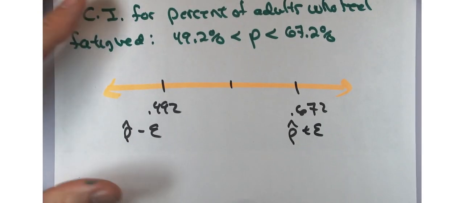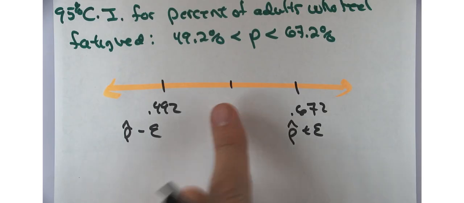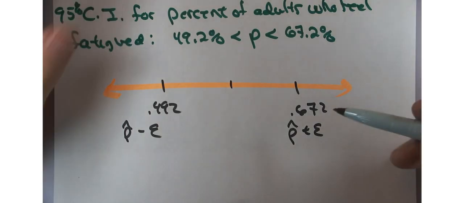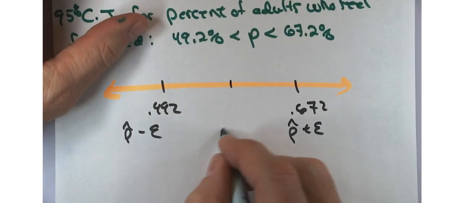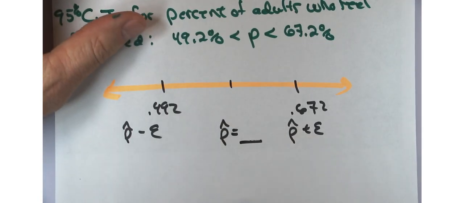What they haven't given us is what's actually p hat. What's the proportion of people who feel fatigued according to this study? How would you find p hat? What would I do there?